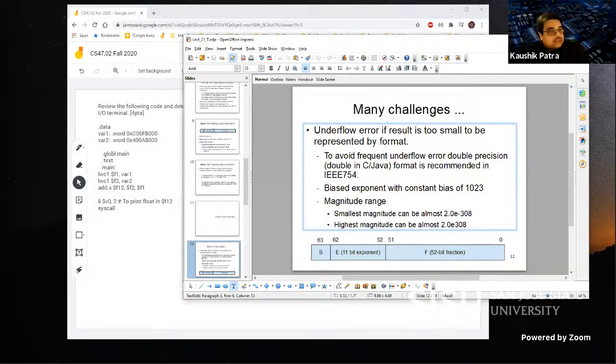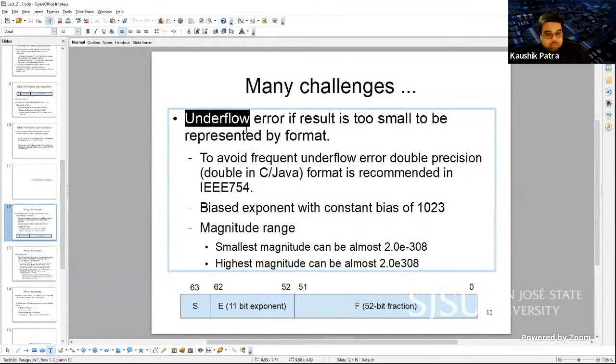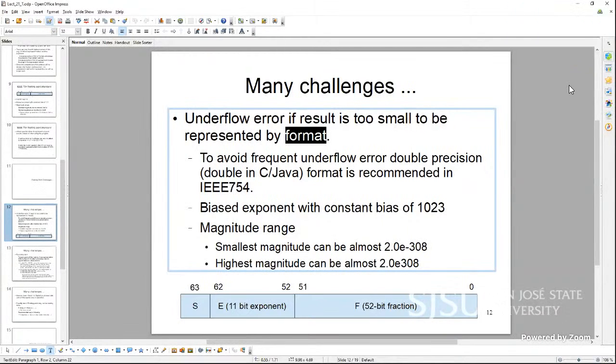Okay. I see one question from Charlotte. Let me just share my screen. Charlotte asked about the challenges section, double precision: what is that and why is it a challenge? Okay, that is not a challenge, Charlotte. Let me share my screen first. That is not a challenge. The challenge was this thing, underflow. Underflow error means the value is too small to be represented by the format, right? And this means your underflow is this too small value, right?